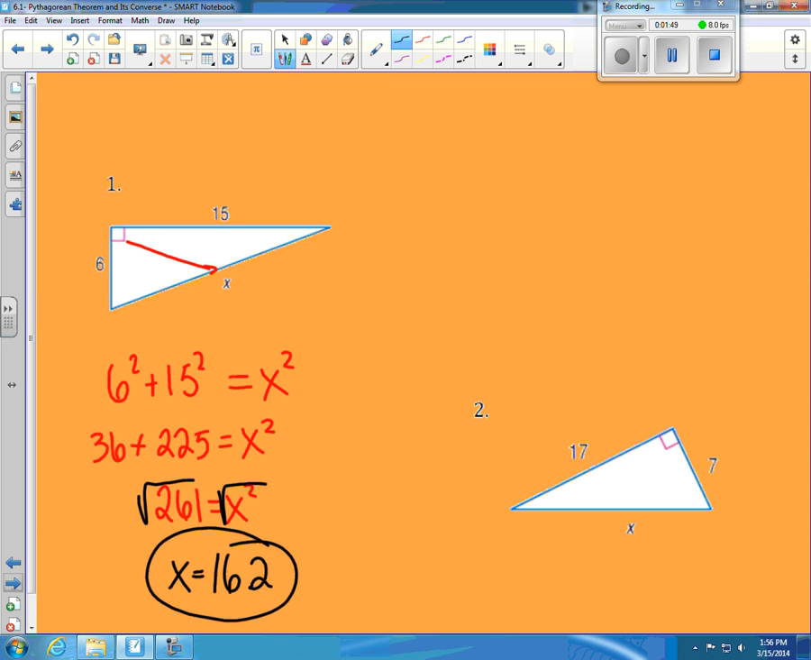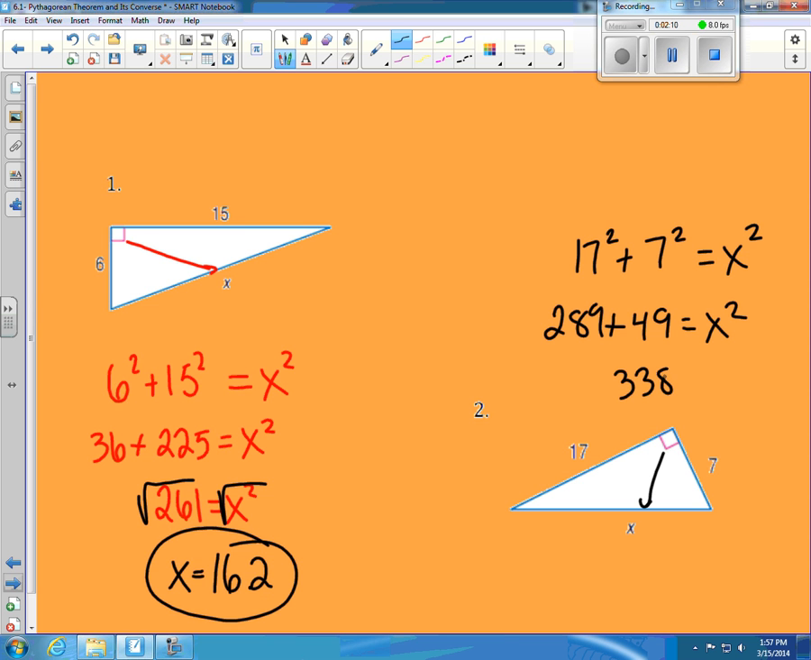Okay, so let's take a look at number 2. Again, we see that across from the right angle is our x. So we're going to set that as our c squared term. We have our 17 squared plus 7 squared. We get 289 plus 49 equals x squared. So we have 338 equals x squared. And I want you to find me x for this problem. And make sure you come with that done for tomorrow or the next day.